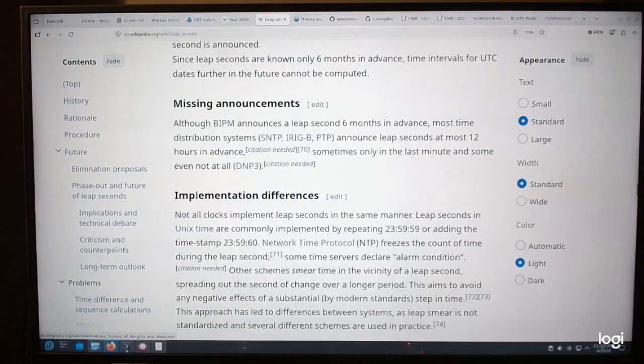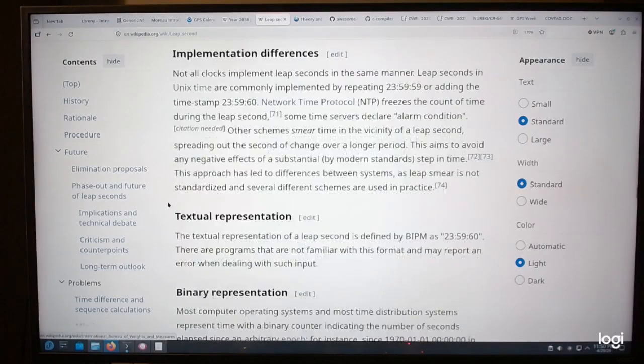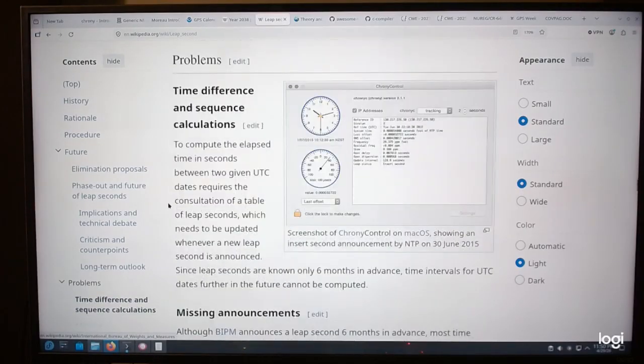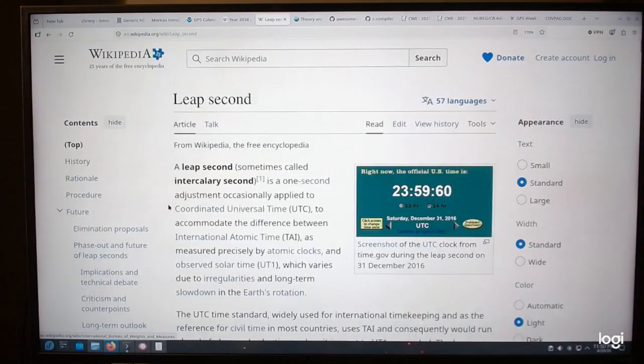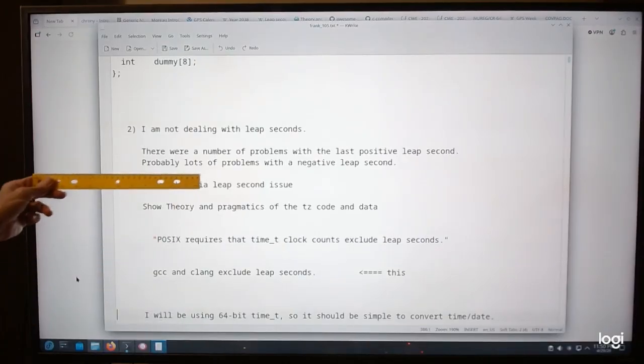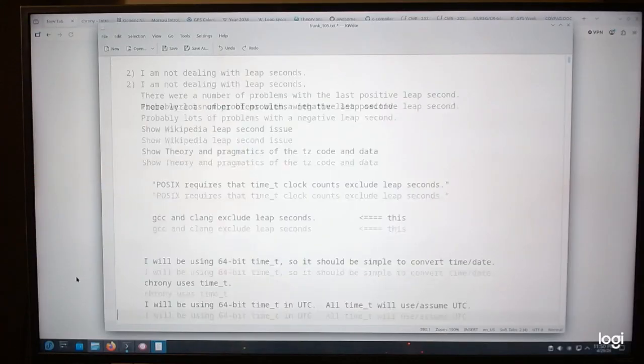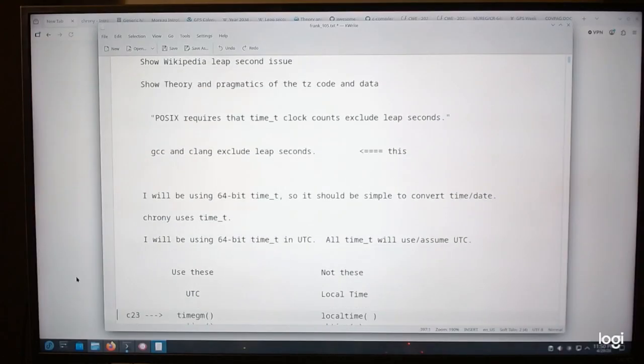When you get to looking at it closely, it's just something I don't want to deal with. I want to bring that to your attention. There are just too many problems, and they're even talking about a negative leap second. So, no, I don't want to deal with it.